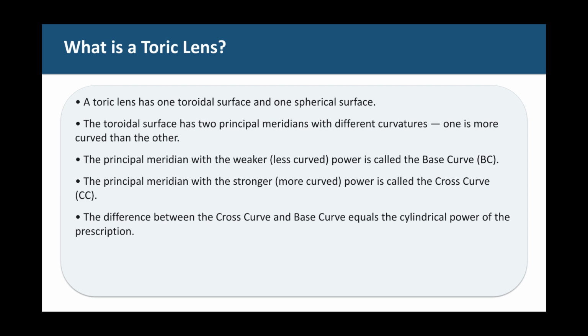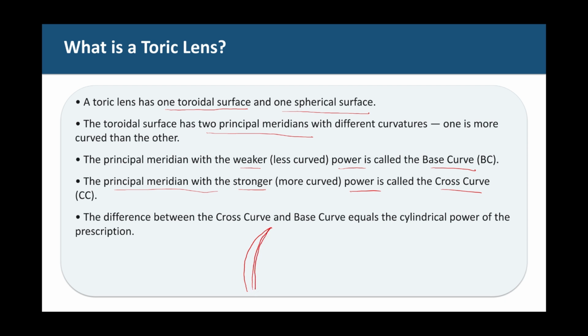Having learnt about the different curves, now let's see what a toric lens is. The toric lens has two surfaces. One is the spherical surface and one is the toroidal surface. What is the toroidal surface? It has two principal meridians. One is more curved than the other. As I already told, the principal meridian with the weaker power is known as the base curve, and the principal meridian with the stronger power is called the cross curve. So in short, a toric lens has one spherical surface and one toroidal surface.